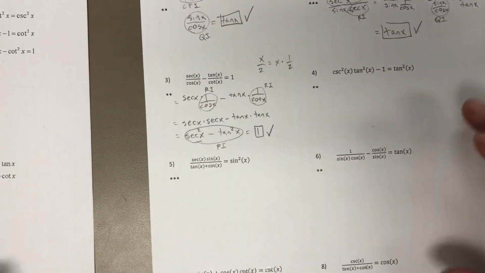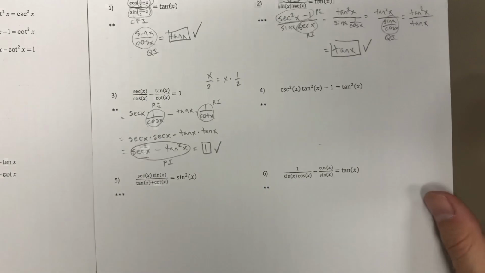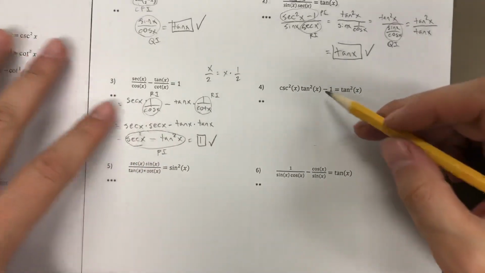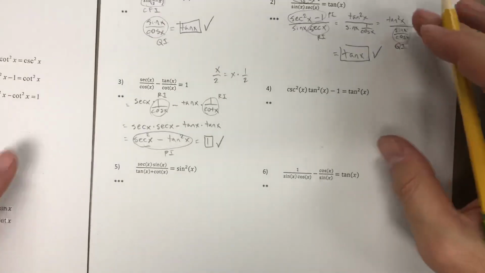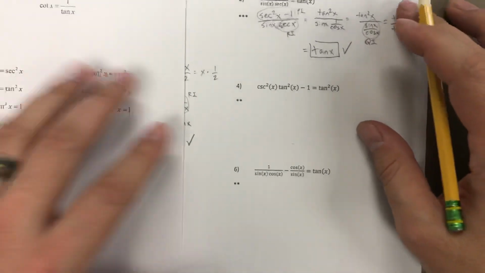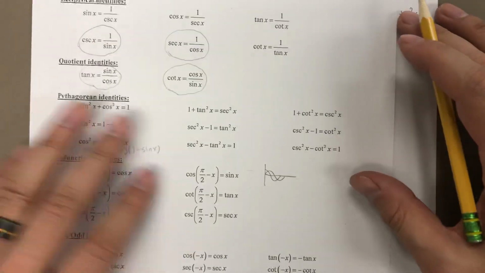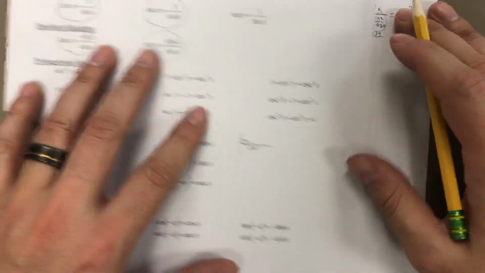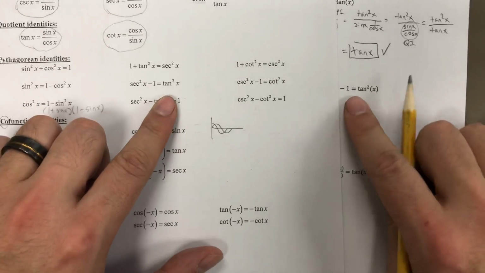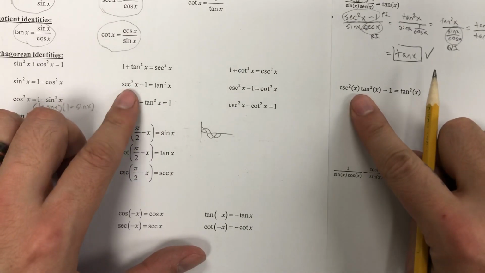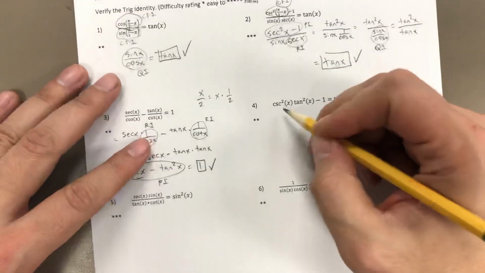Okay, so moving on, number 4, another 2-star problem. We've got cosecant squared times tangent squared minus 1 is equal to tangent squared. Well, I've got some squared stuff, minus 1 equals tangent squared. Let's go back over those Pythagorean identities. So I see that I've got a tangent squared, and I've got a minus 1. So is it possible that this is just secant squared? Let's find out. So let's evaluate this part of it.